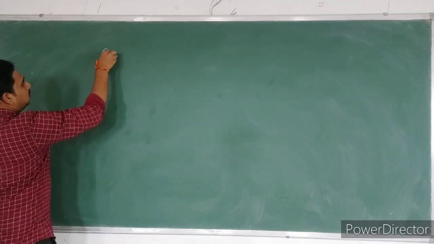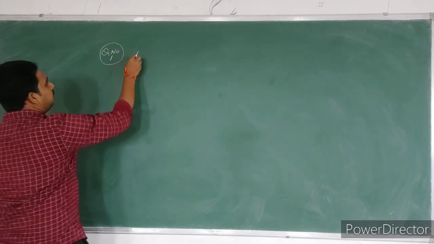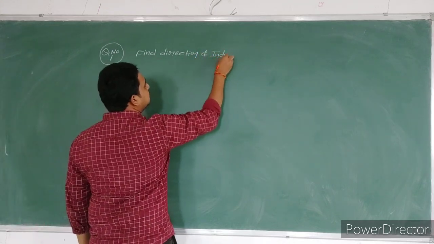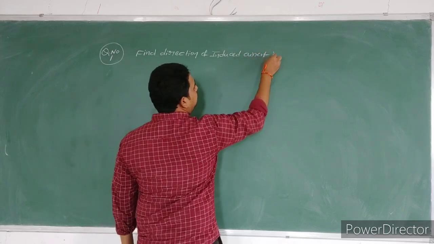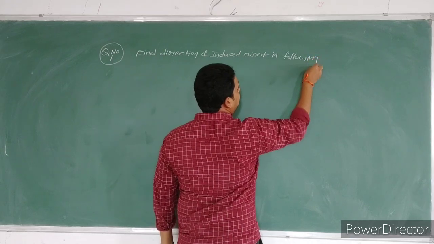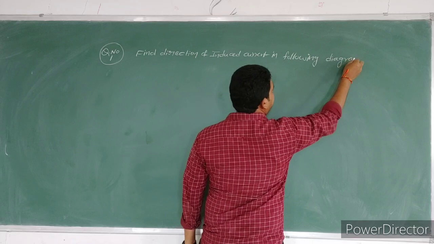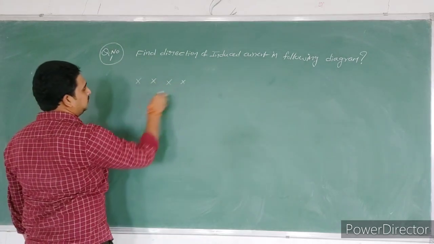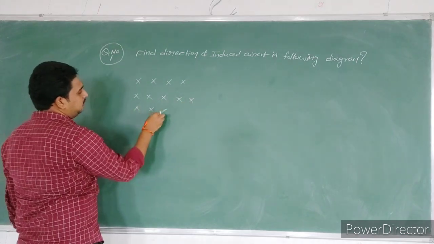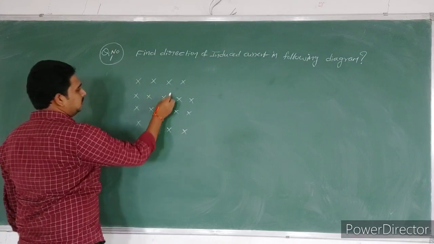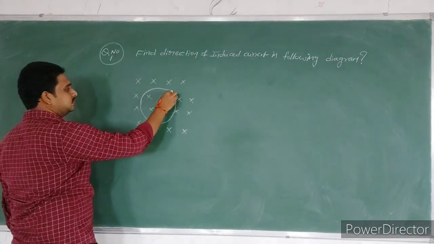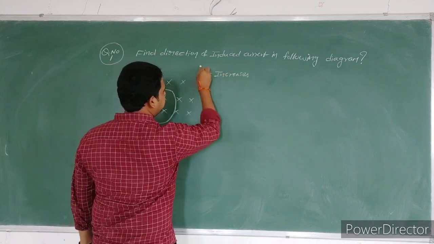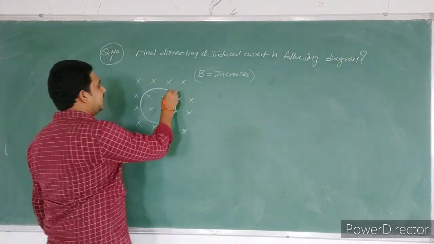Right. Now I will discuss a few numericals based upon this concept, how to find the direction of induced current. Question number 1: find the direction of induced current in the following diagram. Here the given magnetic field is into the page, and this magnetic field is increasing. Then find the direction of induced current.